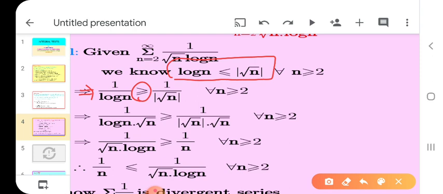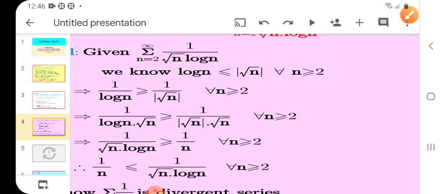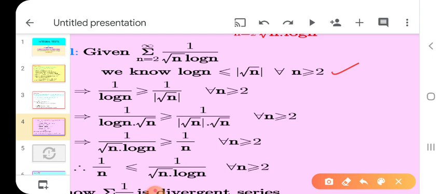Okay. Every time you should write for all n greater than or equal to 2. Why? In the summation the value of n starts from 2. So we write for all n greater than or equal to 2. First we take log n less than or equal to root n. That implies 1 by log n is greater than 1 by root n.